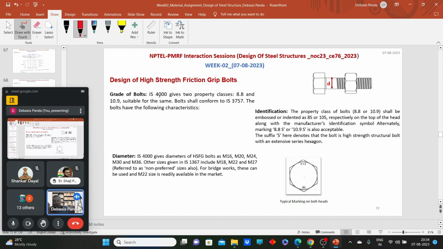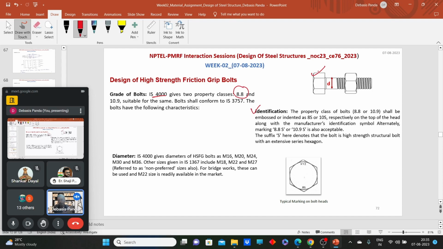So IS 4000 says the grade of bolts which we will use as frictional type of bolts should be more than 8.8. That means we are introducing a high strength bolt. Why? If we don't use a high strength bolt, when we introduce the tension, it will fail in tension only. So how can we identify the bolt? The code also gives some identification criteria. Like, someone gives you this bolt. Tell me, is this a high strength bolt or a bearing type of bolt?